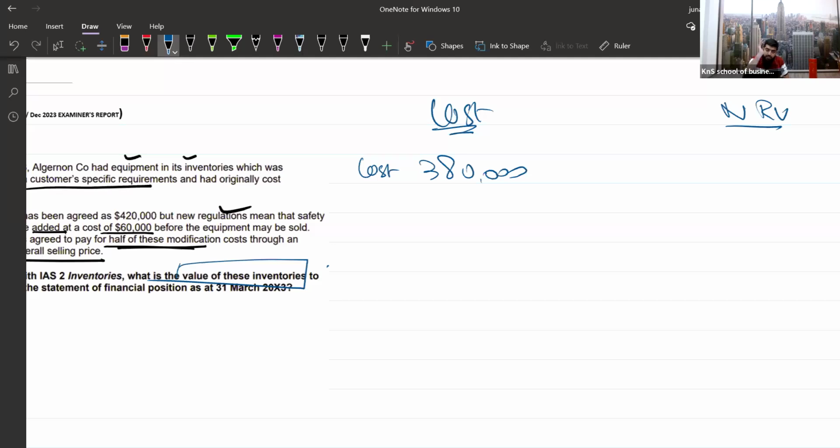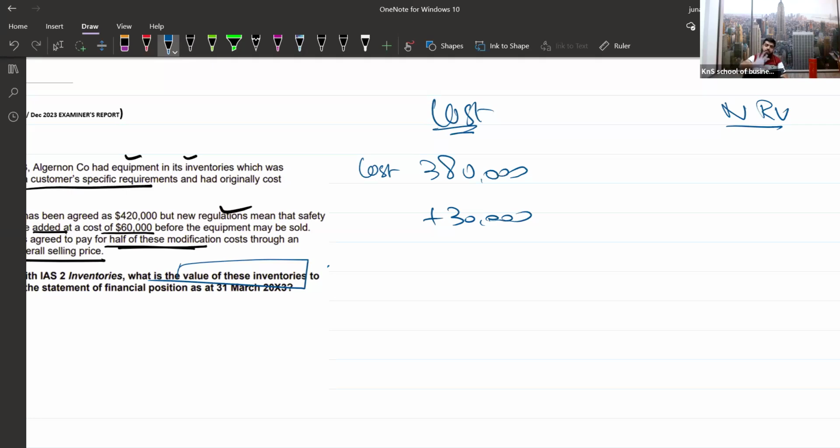Now, here the customer is saying that they will bear 30,000 and the remaining will be borne by the business. Are we going to include that 30,000 in the cost of inventory? No, we are not. Please do remember, I told you earlier in the previous question on IAS 2 that cost is historical cost, the cost at which the asset was purchased. That's it.